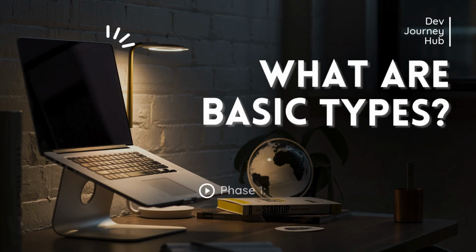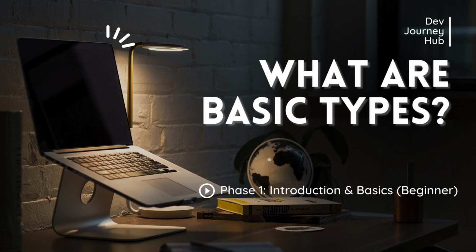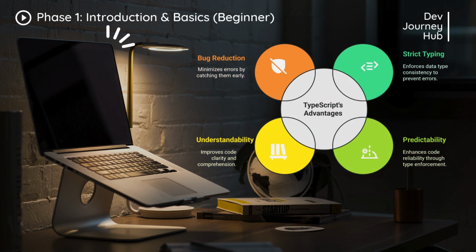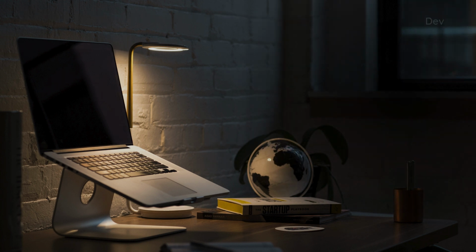Section 1. What are basic types? In JavaScript, a variable can hold anything. One minute it's a number, next minute a string. TypeScript lets you strictly define what a variable can hold, making your code more reliable. Let's meet the stars of the show, the basic types.